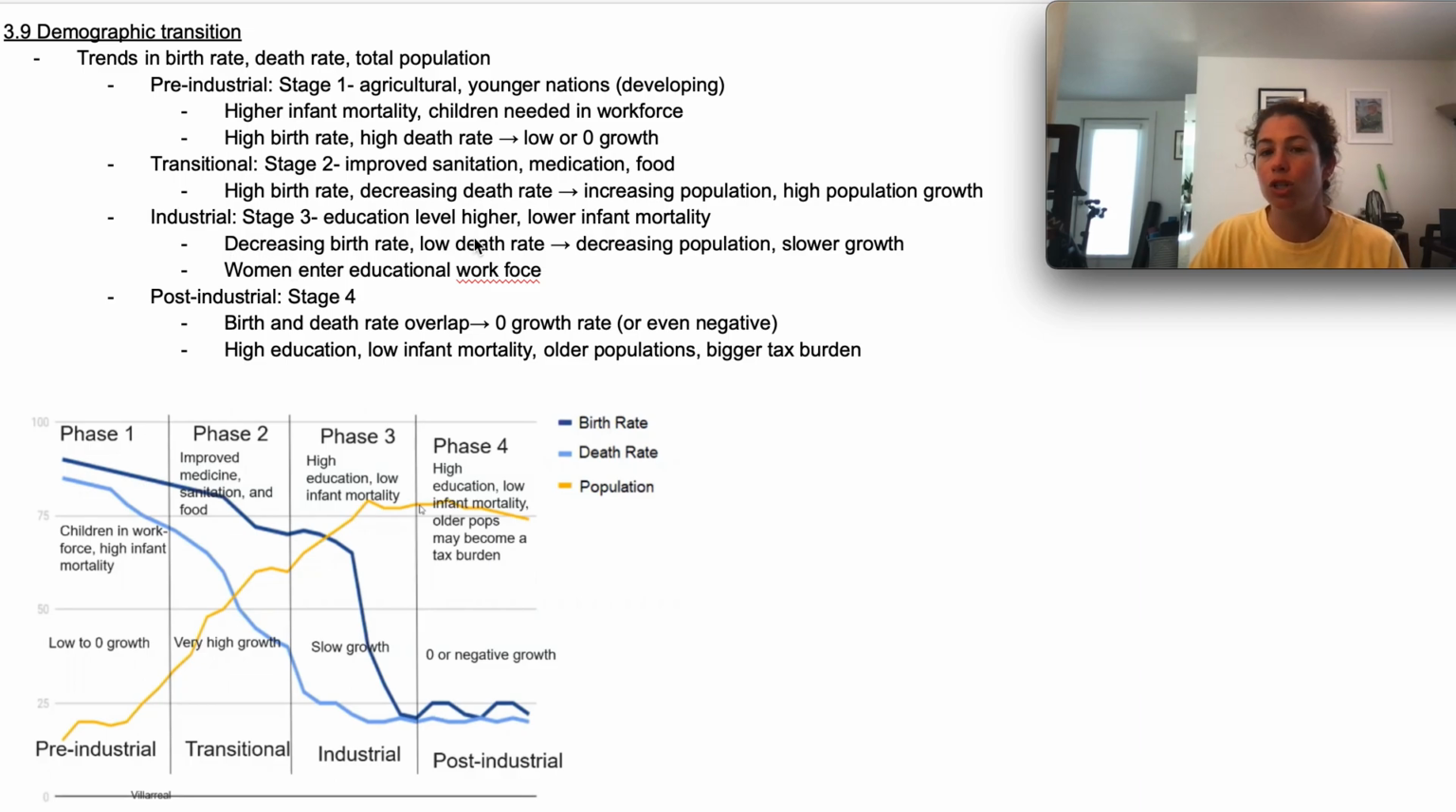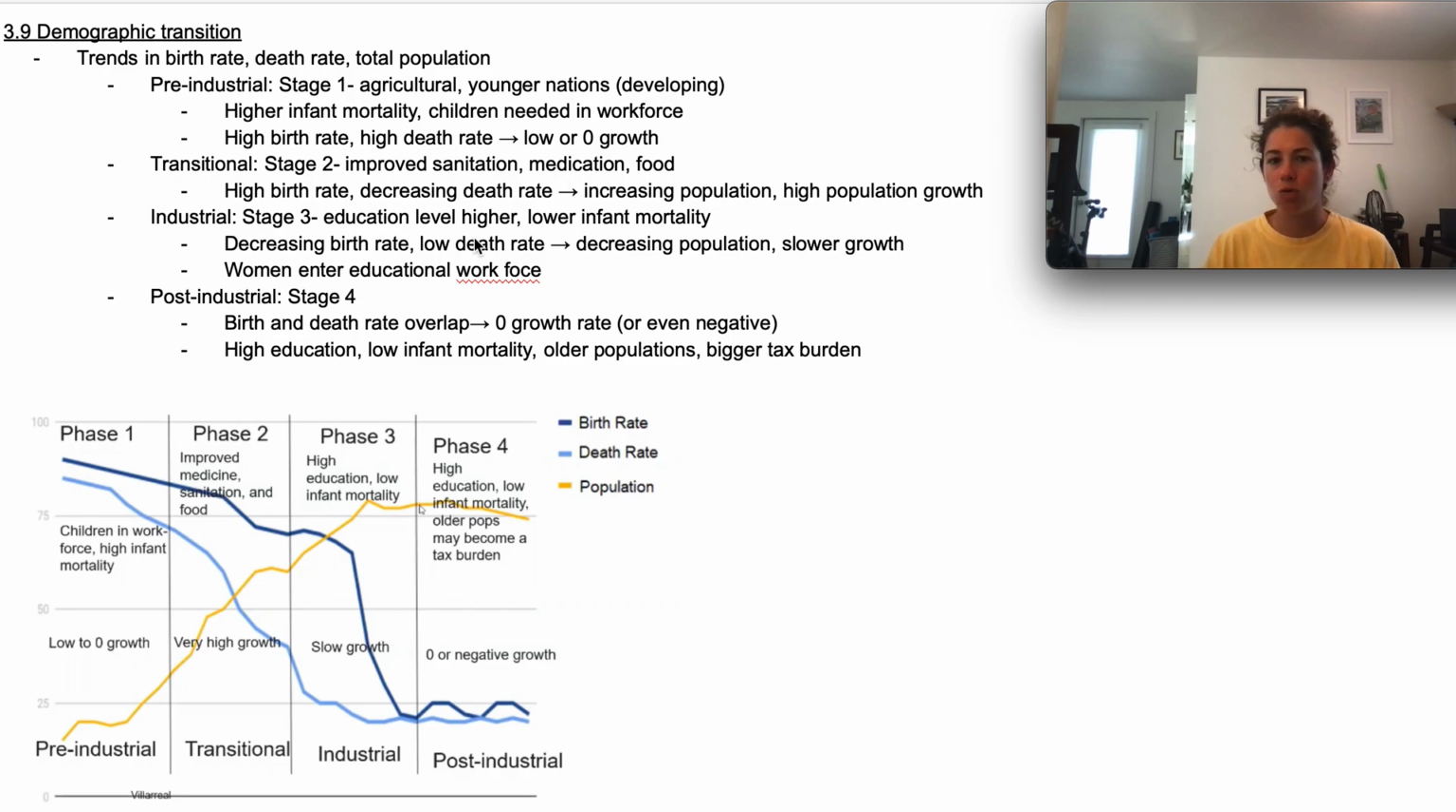Phase 2 is transitional. So we now see improved sanitation. We're moving towards developing. So we're still potentially agricultural based, but we're starting to see an increase in medicine. So we have that high birth rate still, but our death rate is decreasing. So we see an increasing population growth. In stage 3, now we've also increased our education levels. So we see a lower infant mortality and a decreasing birth rate, because whenever we have increasing education, that's generally coupled with decreasing fertility rates. So now our population growth is starting to slow as women start to enter the workforce.